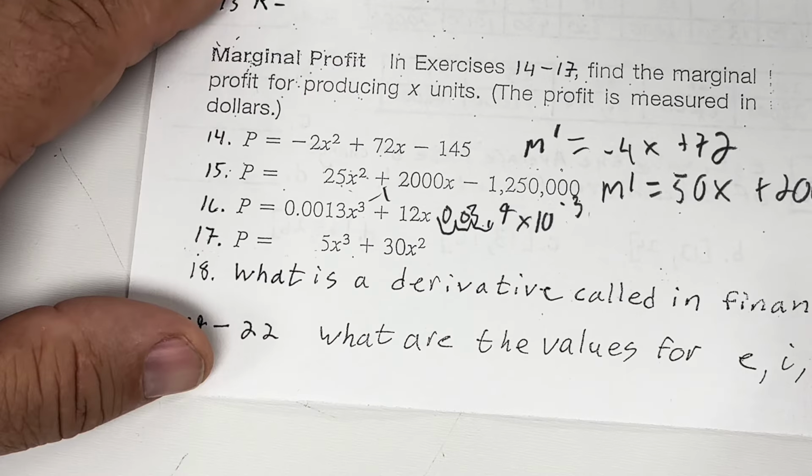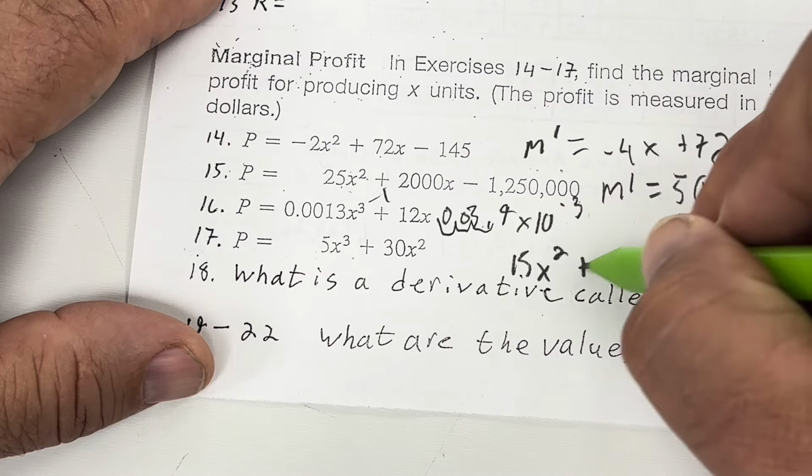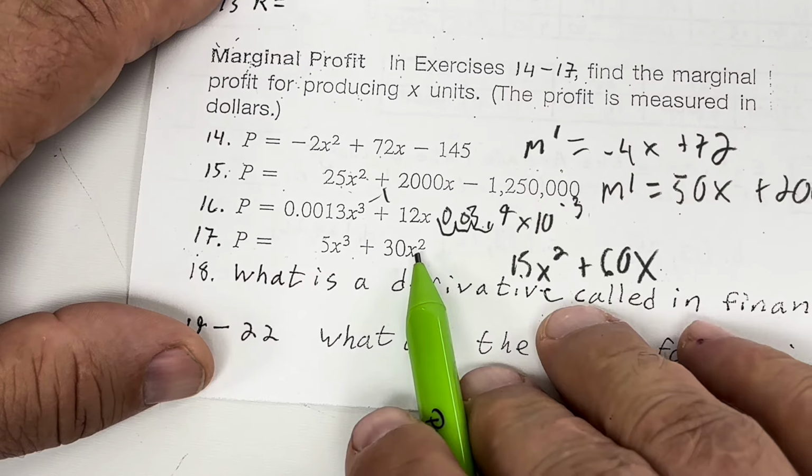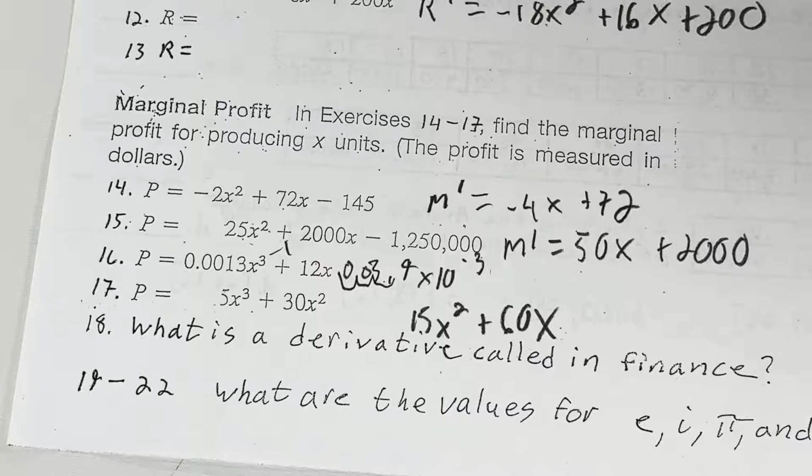Number 17, 3 times 5, that's 15x to the 3 minus 1 squared plus 60x, because 2 minus 1 is 1, so we don't have to write x to the first. So 15x squared plus 60x.